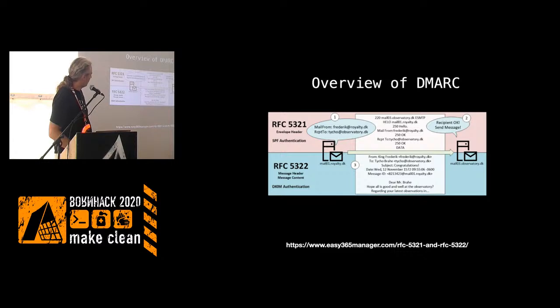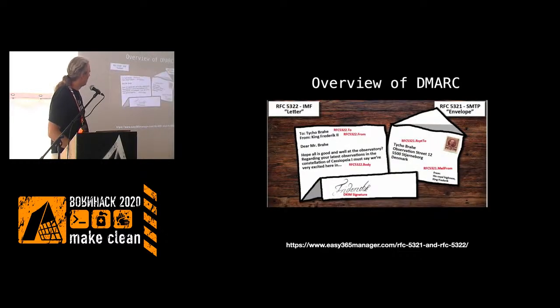The different parts: the SMTP part, where you type hello and mail from and stuff like that, is covered in RFC 5321. That's the SPF. 5322 is the DKIM part. It's the message header, like the content of the email, so that's actually what most mail clients are showing. So it's important to distinguish between the envelope and the actual letter if you're doing debugging. But if you need to do debugging, you'll probably figure it out. Just keep that in mind if you're ever in that situation.